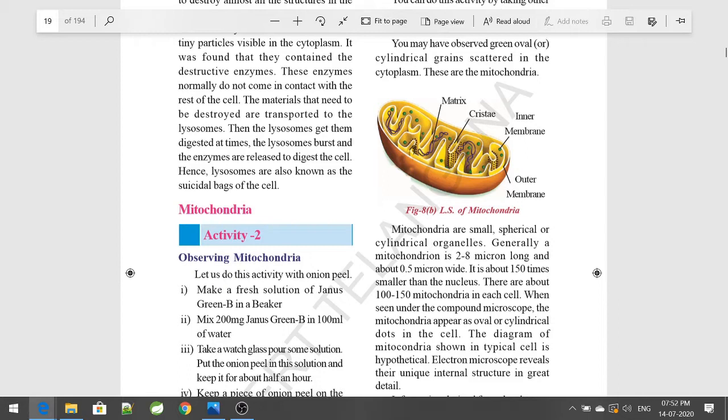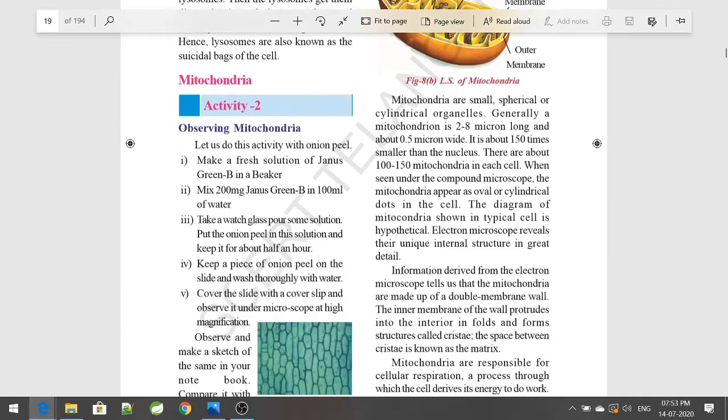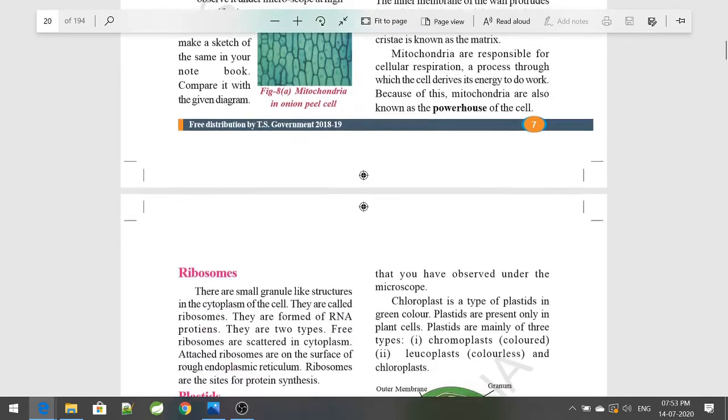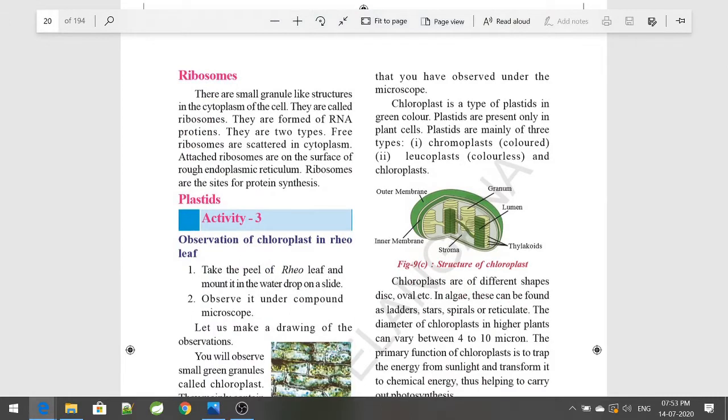This will be like pinballs here on this cristae. This folding is called cristae, and on this we have small organelles. This is the inner membrane, this is the outer membrane. In higher classes we have a huge topic on mitochondria. You will understand.